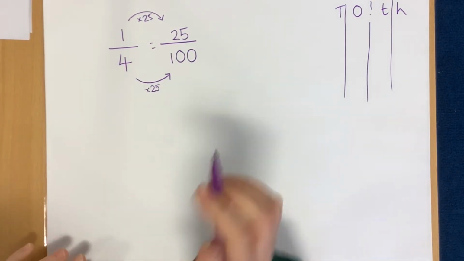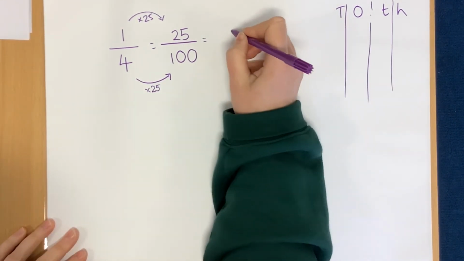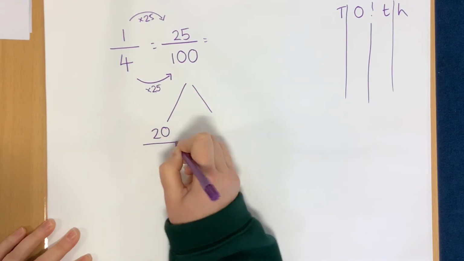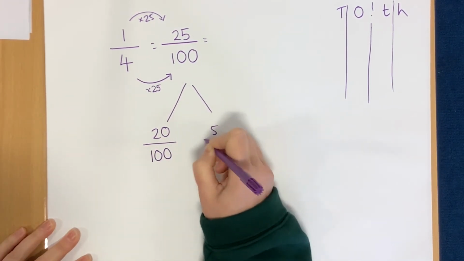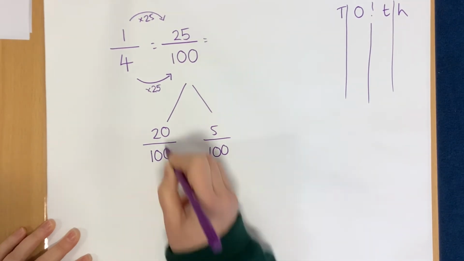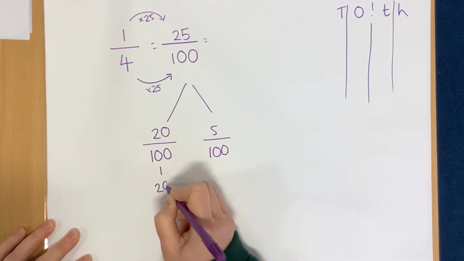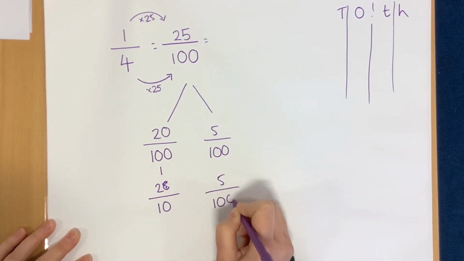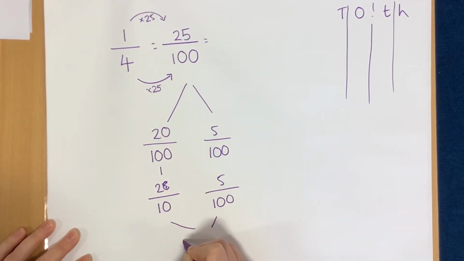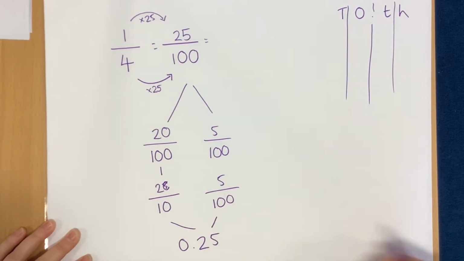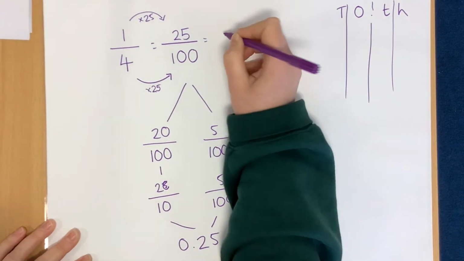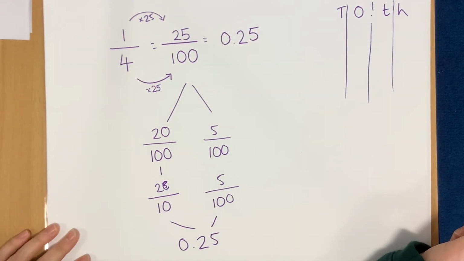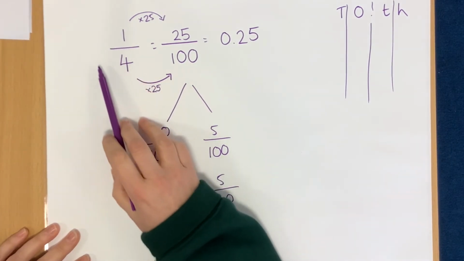And hopefully you remember from last week that this would be the same as, well, let's do it down here actually. This would be the same as 20 hundredths and 5 hundredths. And we know that 20 hundredths is the same as 2/10 and 5 hundredths. And then we put them back together to have 2/10 and 5 hundredths. Okay, so that is equal to 0.25 as a decimal.